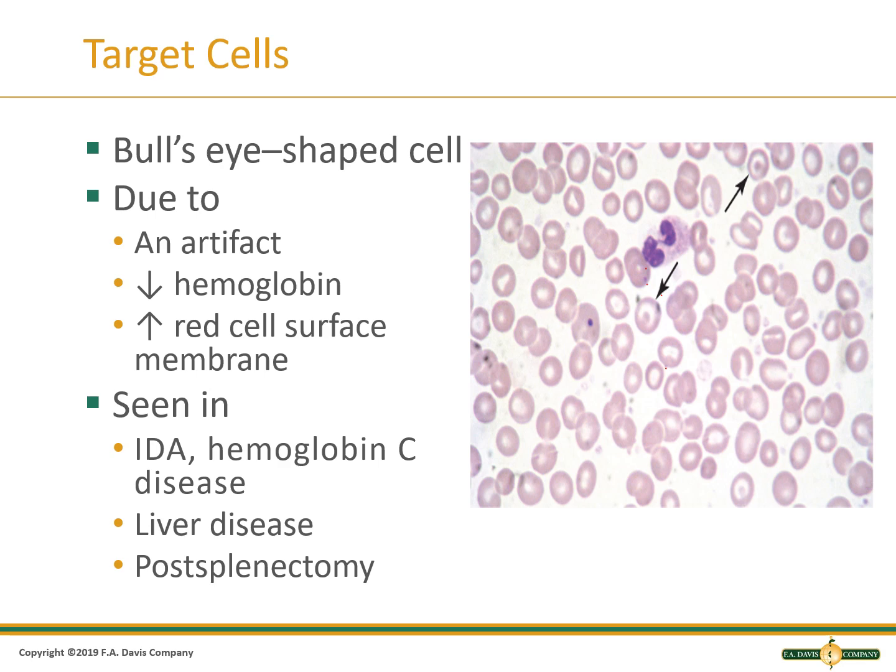They are due to a decrease in the hemoglobin, but they also have an increased red cell surface membrane. So there's not enough hemoglobin there to fill up the red blood cell. So this can be seen in iron deficient anemia, hemoglobin C disease, liver disease, and post-splenectomy, meaning the spleen has been removed.